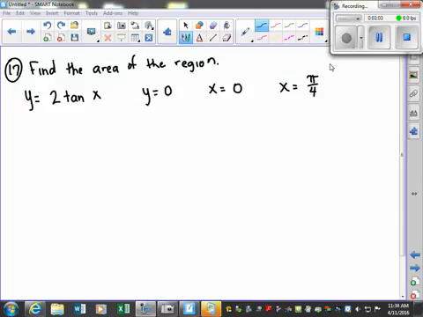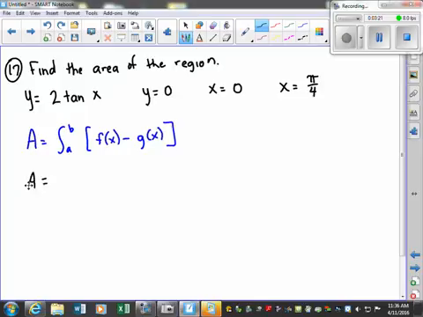Okay, so let's do an application. So we're going to find the area of the region bounded by the given information. So we have y equals 2 tan x, y equals 0, x equals 0, x equals pi over 4. Okay, so if I write my area formula down, I'm just going to say area is equal to, what's our limits going to be? It's going to be our integral from 0 to pi over 4. And our first function, our f of x, is 2 tan x, and the other one's y equals 0, so that's just going to be a 0. So basically it's going to be 2 tangent x dx.